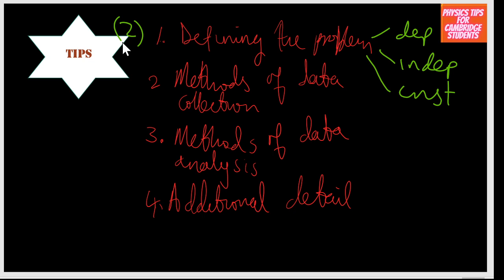Then, moving on to the next one. I suggest that you write them as subheadings. Define the problem, and then you state the dependent variable, independent variable, and the variable that should be kept constant throughout the experiment. Then the methods of data collection comes as the second subheading, and this one carries 4 marks.